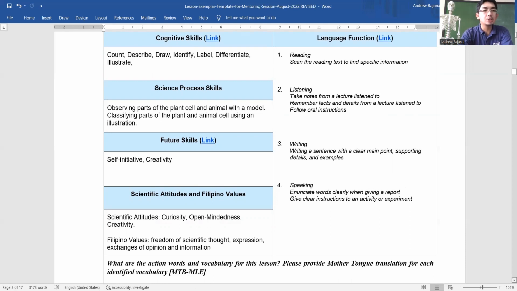For the language function, first is reading. They will scan the reading text to find specific information about the organelles of the cell. The second is listening. They will take notes from the lecture, remember facts and details, and follow oral instruction. Writing: a sentence with a clear main point, supporting details and examples. Speaking: enunciate words clearly when giving a report or presenting, and give clear instructions on an activity or experiment.